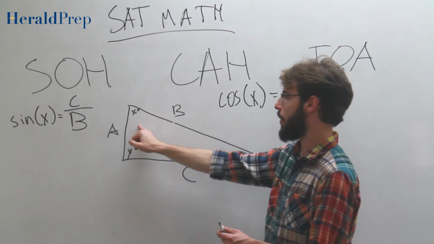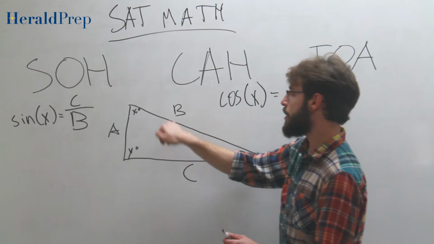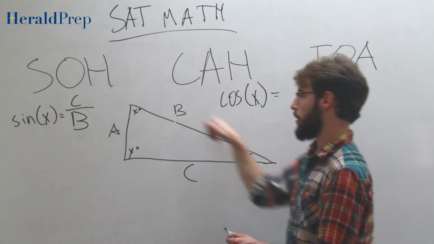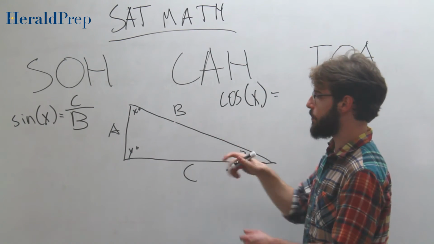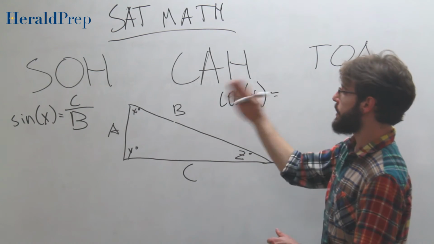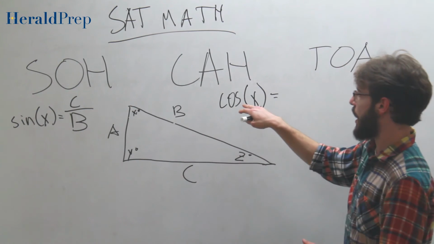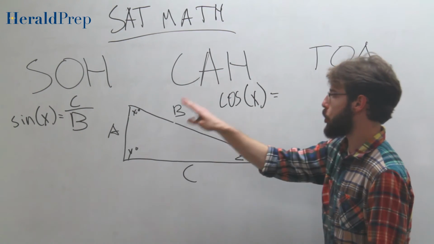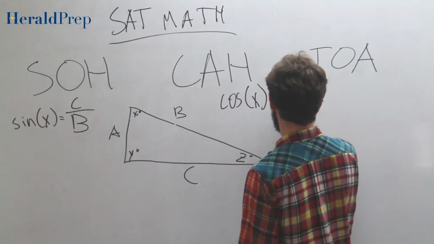So if we say X, okay, we want to use adjacent, but which one is adjacent? Is it A or B? Well, B, we've already established, is the longest side. It's the hypotenuse. Longest side across from the largest angle. It's the hypotenuse, so it can't be B. So instead, it is A. So our cosine of X would be adjacent A over hypotenuse B.